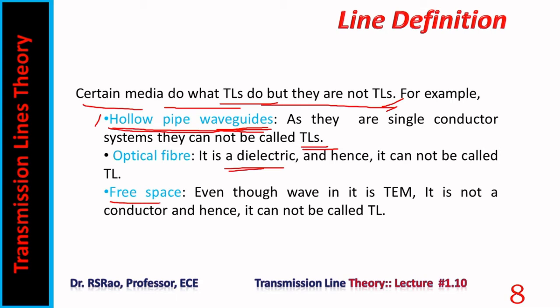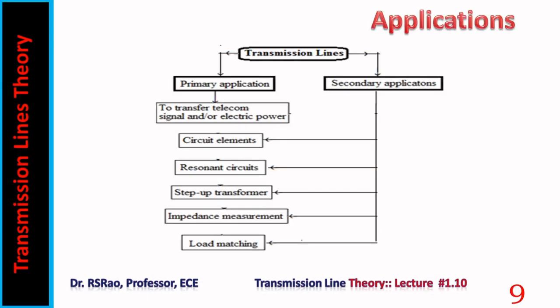Free space is not a transmission line. Even though the wave is TEM, it is not a conductor. Free space is not a conductor. In fact, it is an insulator medium, and hence it cannot be called a transmission line.